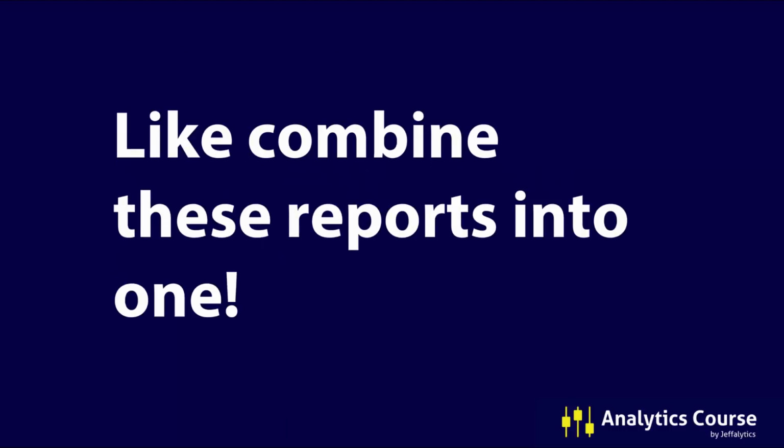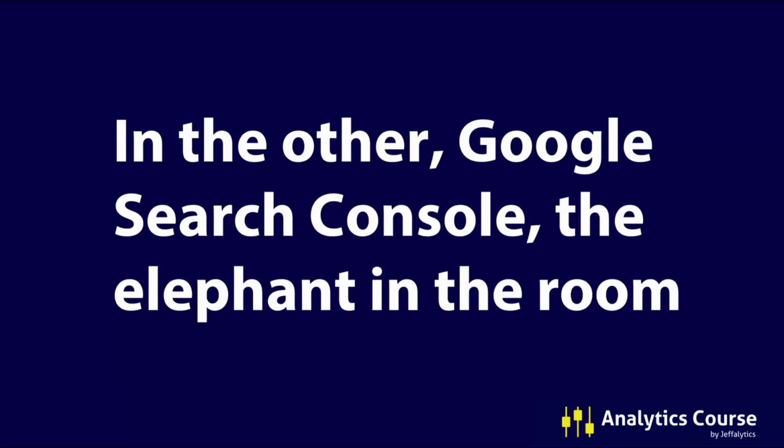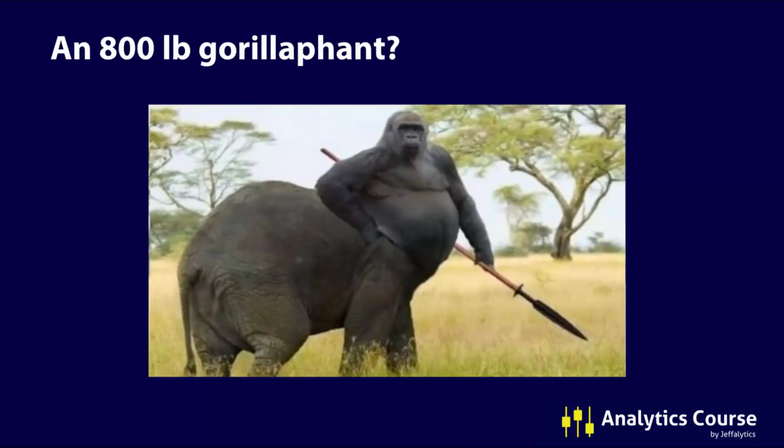Like, you can combine these two reports into one. In one corner, you have Google Analytics, the 800-pound gorilla. And in the other, you have Google Search Console, the elephant in the room. And when I say elephant in the room, I mean, when is Google Search Console just going to give us all of our data historically instead of only 14 months, which they're doing now? Or previously only 90 days. And when you combine these things, the 800-pound gorilla and the elephant in the room, you get an 800-pound gorillaphant.